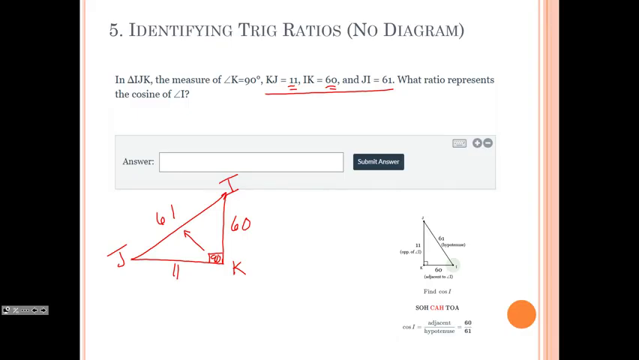60. It wants the cosine. Cosine means adjacent over hypotenuse. The adjacent side is what? 60. And we're going from angle I. So, excuse me, I didn't even write what these were. Adjacent is 60, hypotenuse is 61. That does not reduce. That is your answer.